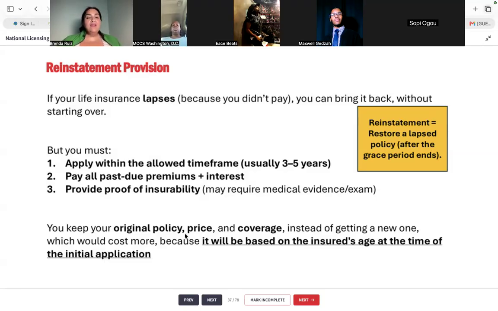There we go. And you have to provide proof of insurability. So this may require you to complete a medical exam or provide evidence that you're still healthy. But it makes sense for some people, y'all.